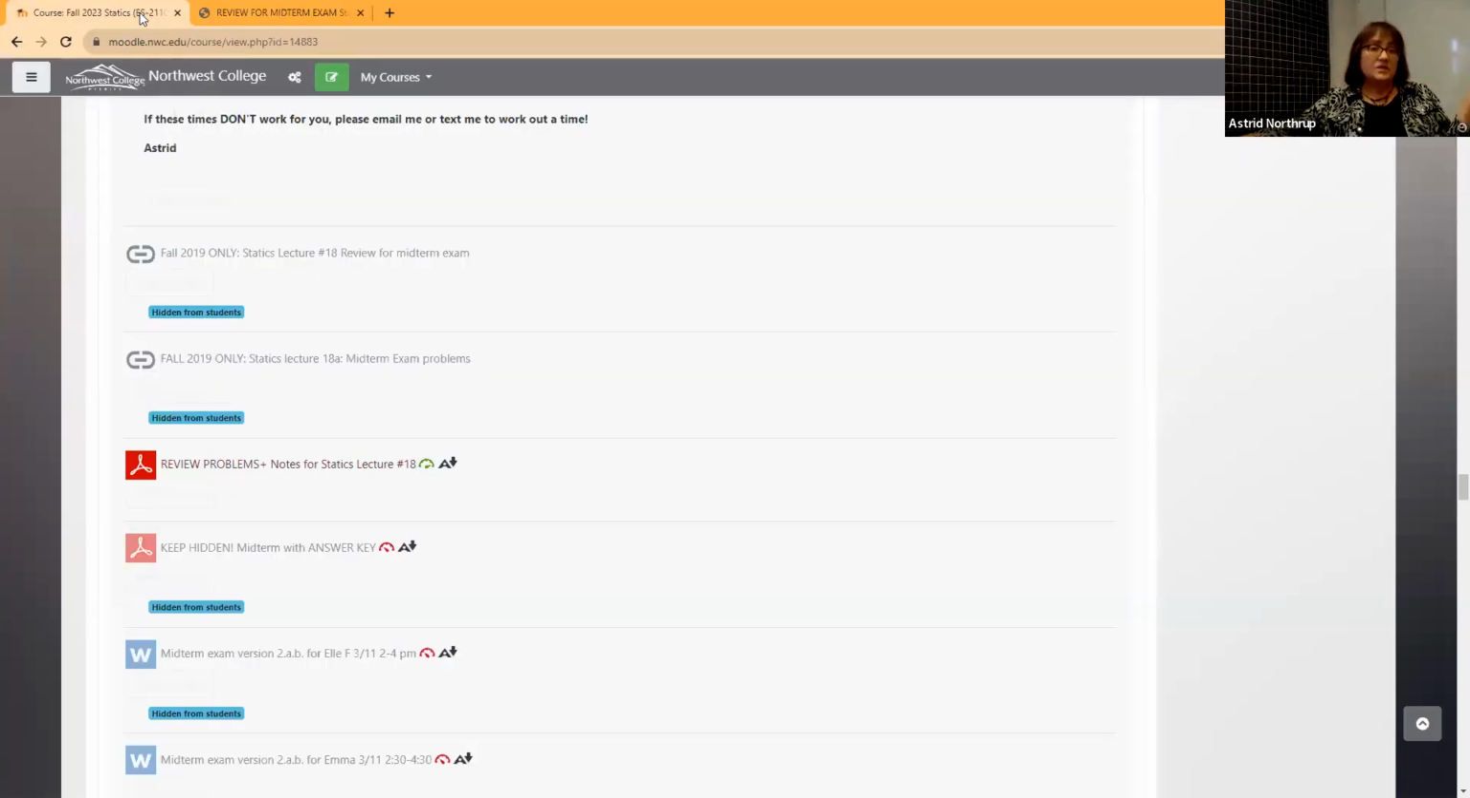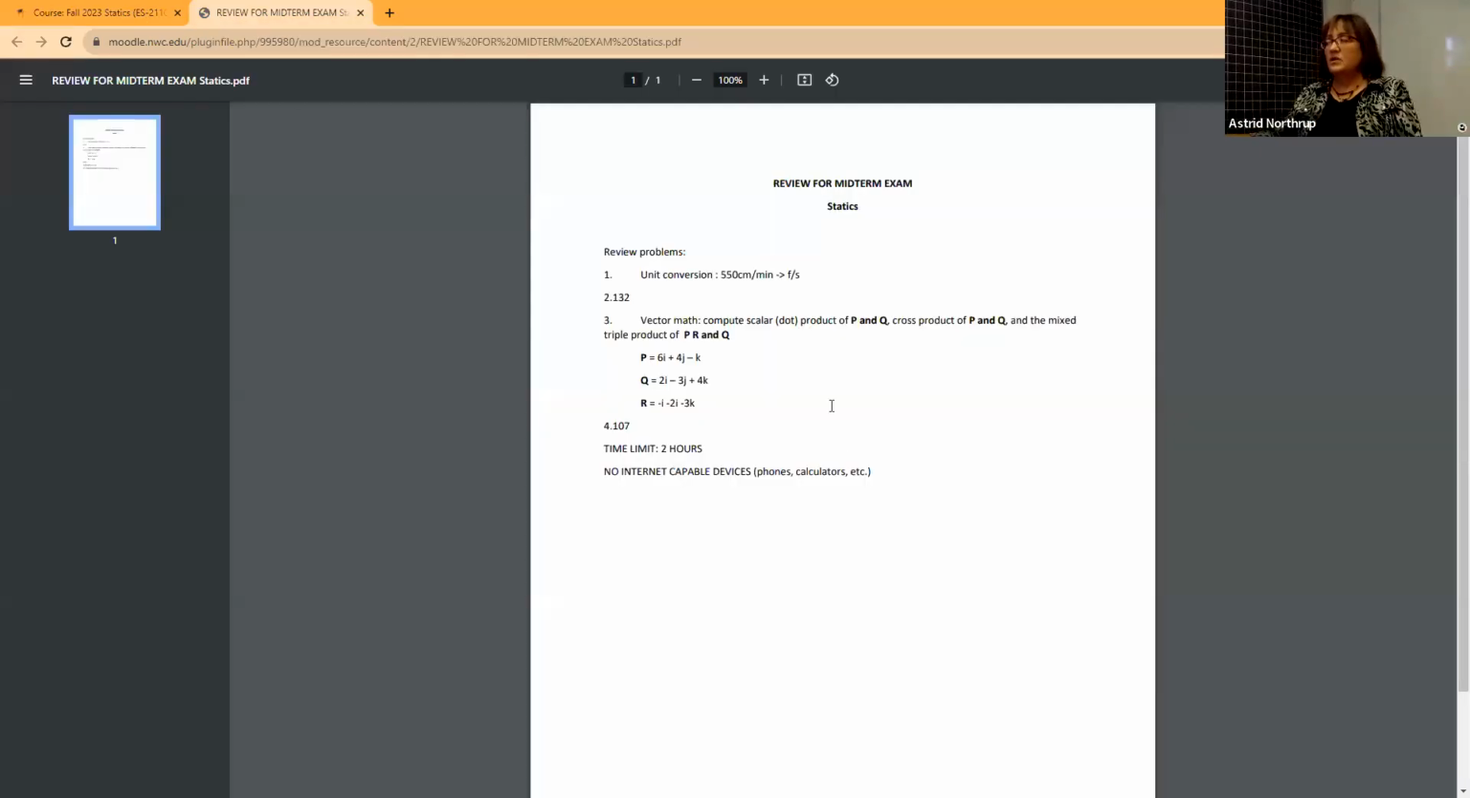The next thing is you get to bring in a study sheet, which is a single page of paper in your own handwriting. You can write anything on it that you want. I've had students work these problems and put them on the review sheet, which is totally legit.